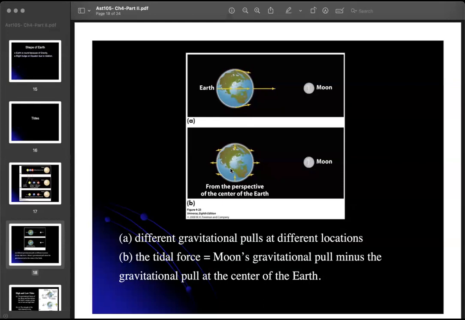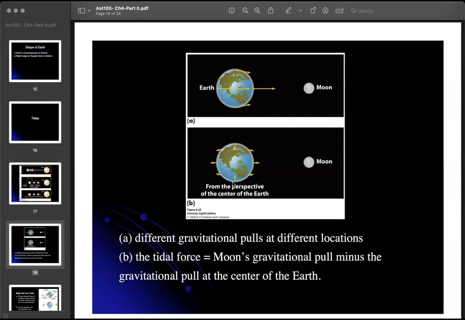So from the perspective of the center of the Earth, there is sort of a stretching along the line joining to the moon, and perpendicular to it, there's a compression. This is called the tidal effect. So this is what the moon tries to do to the Earth. However, this force is not strong enough to stretch and squeeze the Earth. So Earth's shape remains as it is.